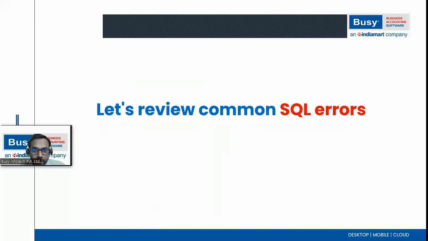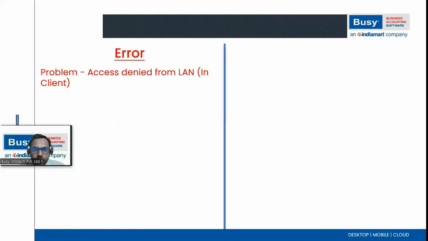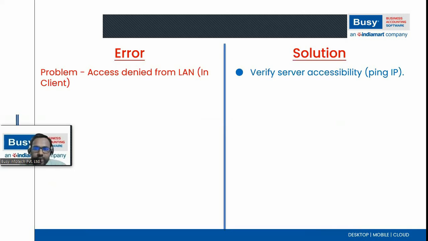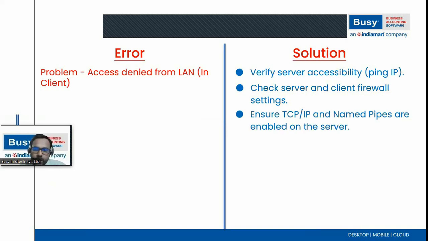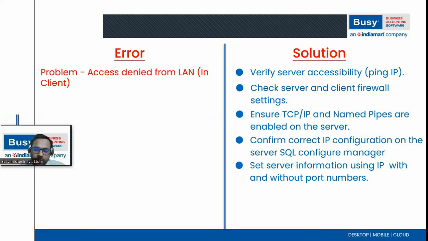Let us review common SQL errors. One error you may get is access denied from the local area network on a client machine. The solution is to verify server accessibility with the ping command, and check the server and client firewall settings. Make sure TCP/IP and named pipes are enabled on the server, and that the IP configuration is correct in SQL Configuration Manager. Check the server information using the IP with and without port numbers, and inspect the server firewall rules.